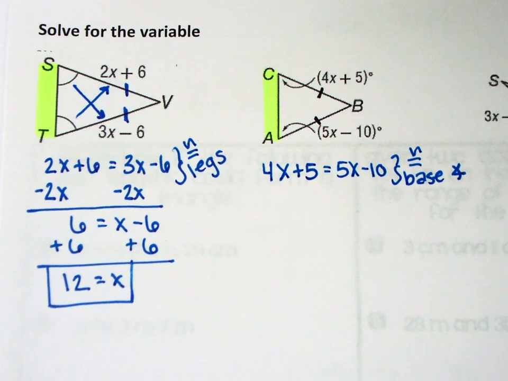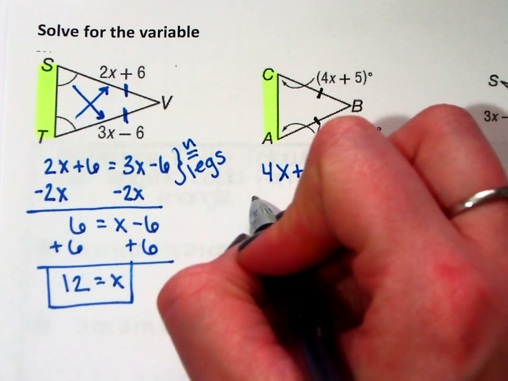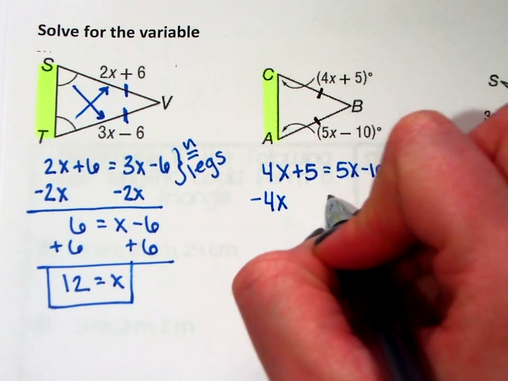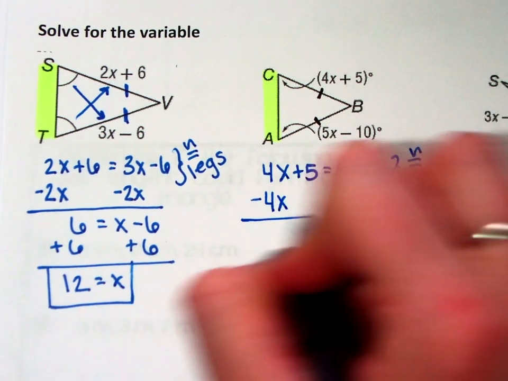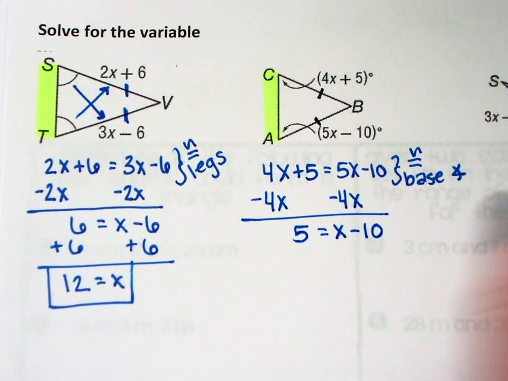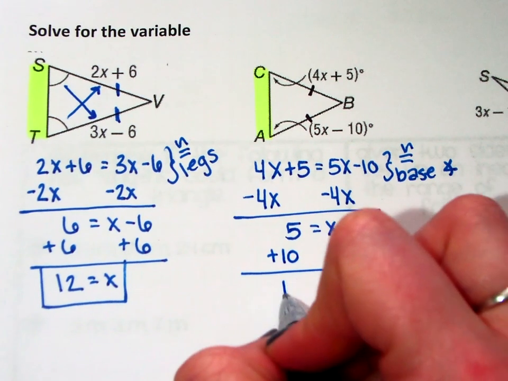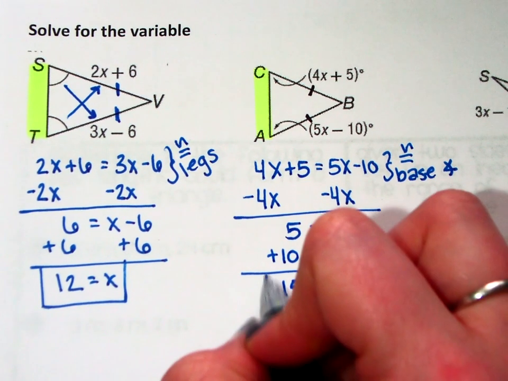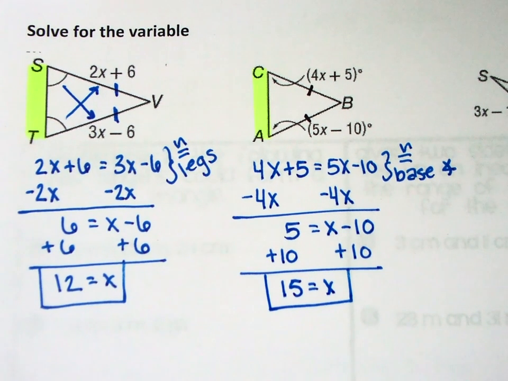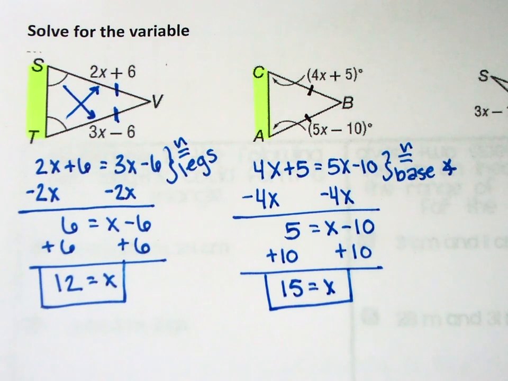Now I'm just going to solve. Remember, you can solve it any way you want to. You can get your x's together first or your numbers. The first thing I'm going to do, I'm going to get the x's. I'm going to move the smaller x to the other side. And I get 5 equals x minus 10. Add the 10. 5 plus 10 is 15 equals x. Now if it asks what's the measure of angle C, you would just take 15 and plug it in. So again, what you want to do every single time is identify the base.